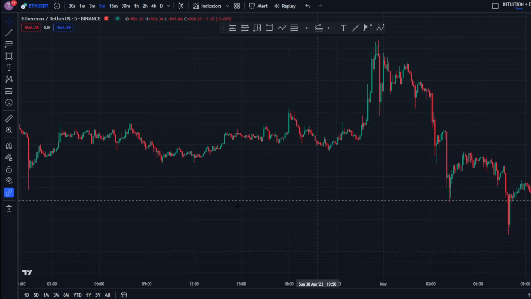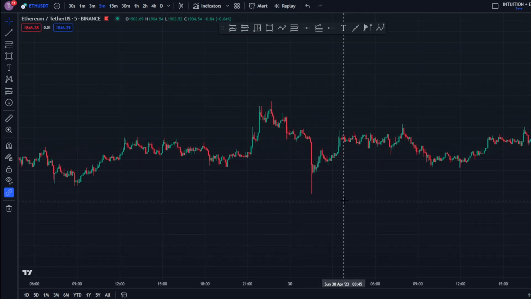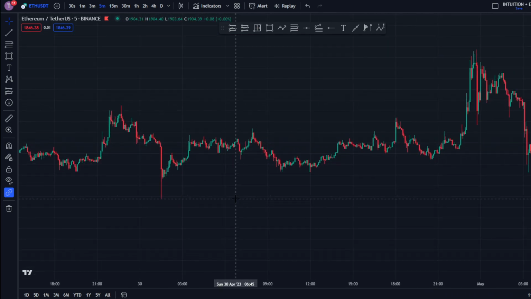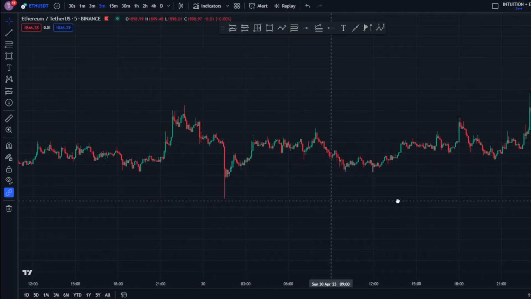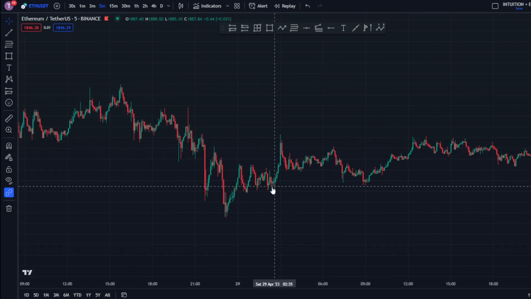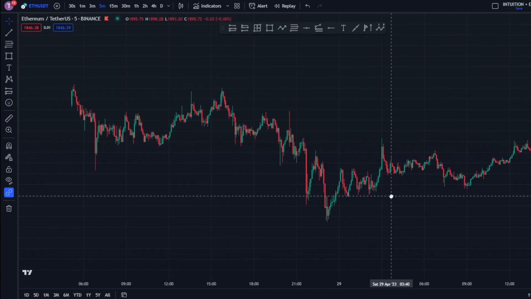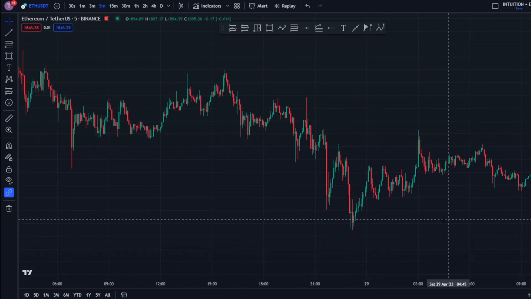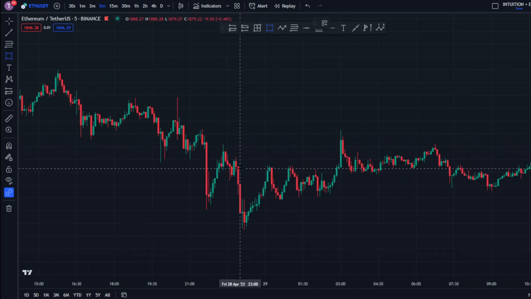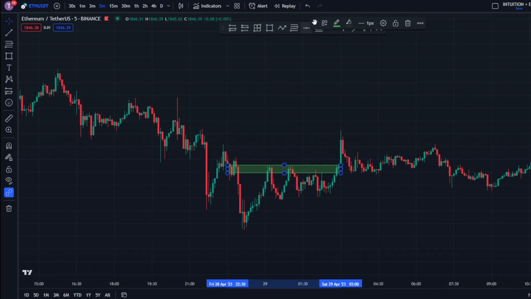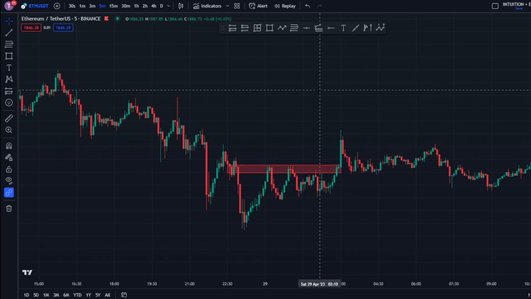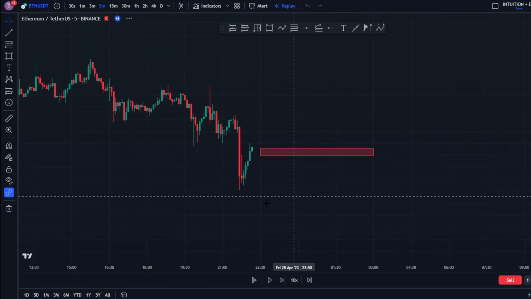So first up, same thing, you want to identify an area of strong resistance. So usually if you see it, you'll be able to tell quite definitely. So right here, we sort of have this area of strong resistance. You can see right here. Let's have the replay mode.